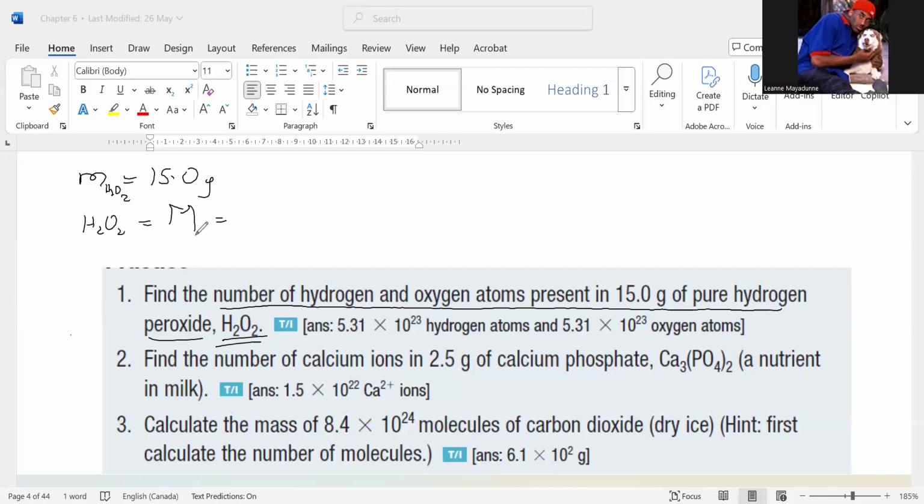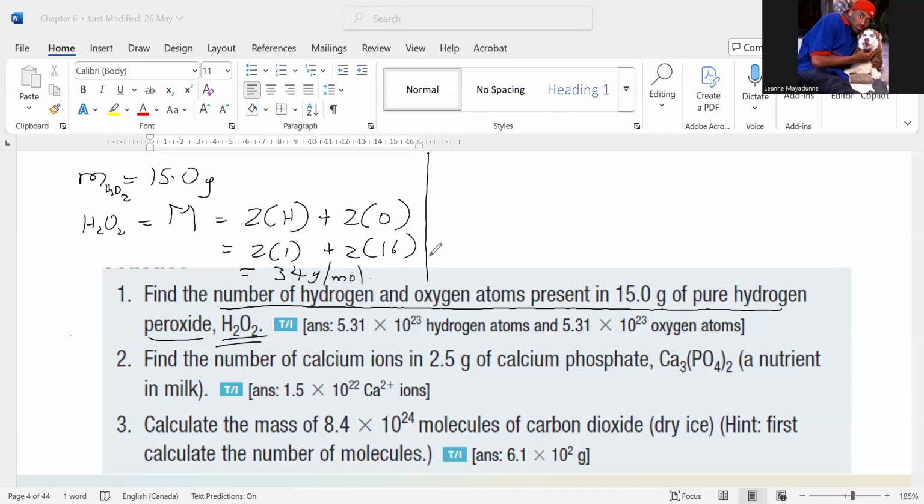So molar mass of H2O2 will be 2 into hydrogen atom mass plus 2 into oxygen atom mass. So that is 2 into 1 plus 2 into 16. So that will be 34 gram per mole. So if you know the entity, you know the molar mass. Any doubt? No.